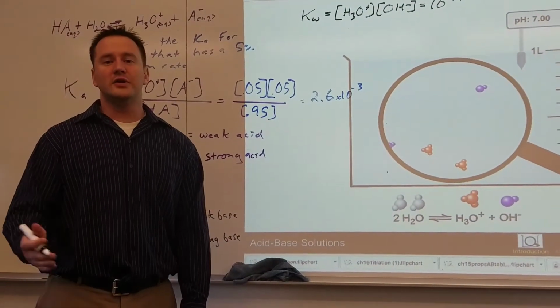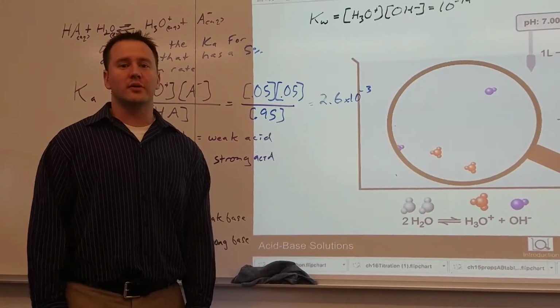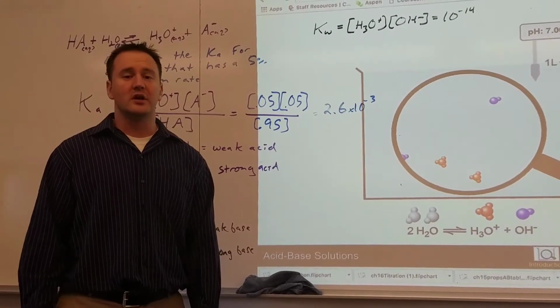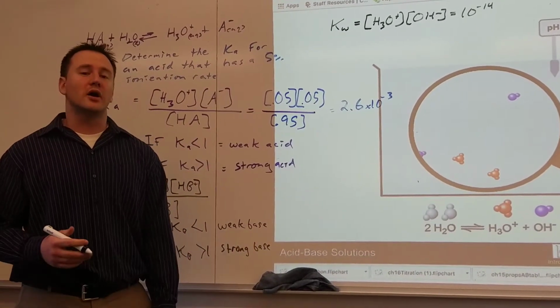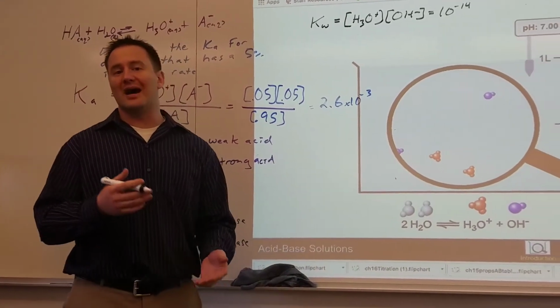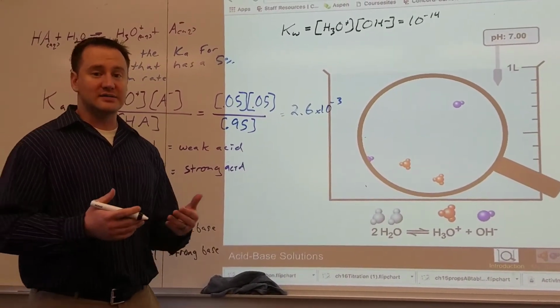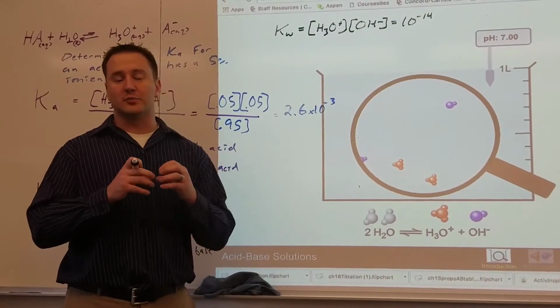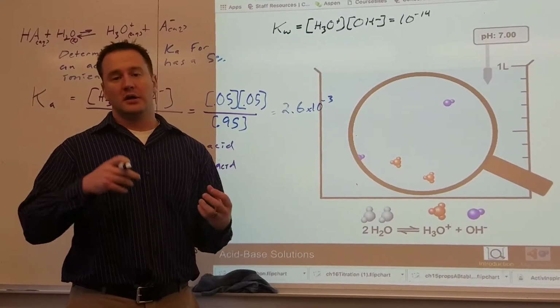In this video, we're going to talk about acid and base strength relative to their Ka and Kb values. And when we're talking about acids or bases, we're talking about their properties in water. And water itself, being amphoteric, can either act as an acid or a base. And it also autoionizes, or breaks apart, into hydrogen ions and hydroxide ions.